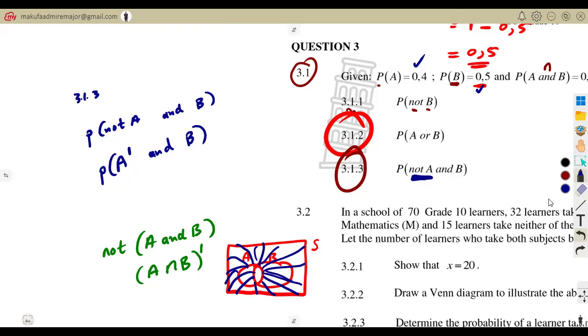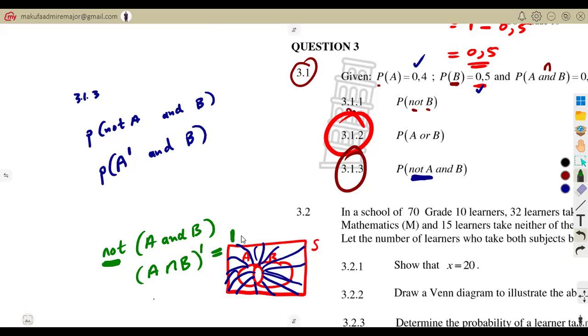Which is outside. This is your guy, this one. This one is your A and B, A intersection B. So what is outside there is the one that we are saying it's not A and B. That is A intersection B complement. If they had asked it this way, you're going to work with the probability of A and B. Then you subtract it from 1.